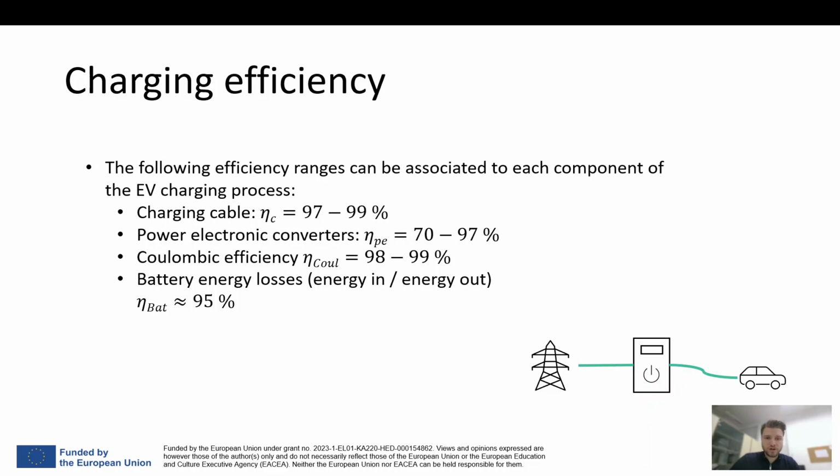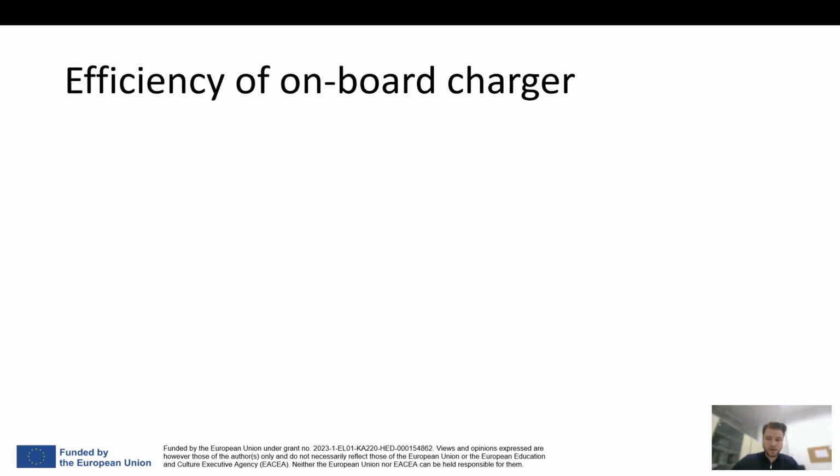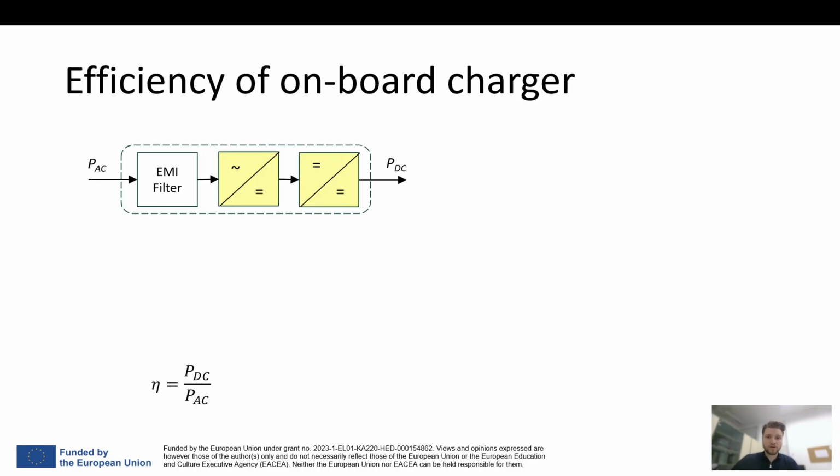And the battery energy losses, which is the fraction of the energy that goes inside the battery and comes out of the battery, is around 95%. Then again, we can add the additional standby losses, such as the losses from the cooling system and other losses from peripheral electronic devices that consume energy from this battery, which is let's say 1 to 2%. So quite low losses. The major losses that we need to take into account here are the power electronic converter losses. This leads me to the efficiency of the onboard charger.